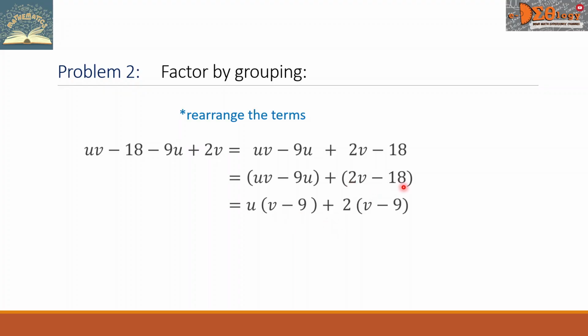Plus, the second group, the GCF is 2. And the other factor will come v minus 9 also. For the two groups, this v minus 9 is another GCF that we can pull out. So v minus 9 comes out, then we write this u and then plus 2. Finally, the answer is v minus 9 times the factor u plus 2.